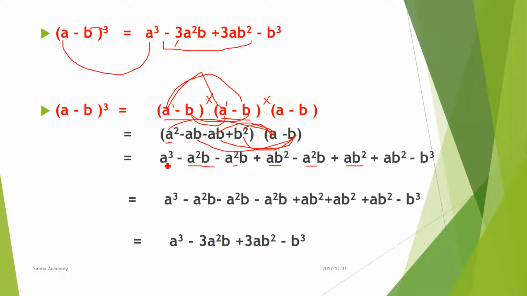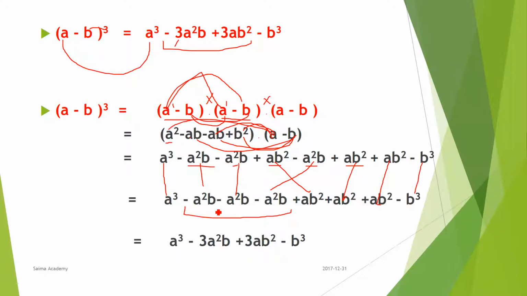Next step, we will arrange. It is a cube, we do not have any other a cube, so it will remain the same. Minus a square b, here minus a square b, this is minus a square b, so this is one set. Here ab square, ab square, ab square, so we have taken all of these. b cube, we do not have any more b cube. So see, now is the addition or subtraction.